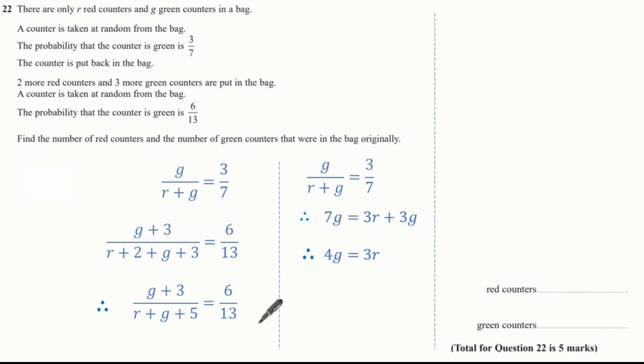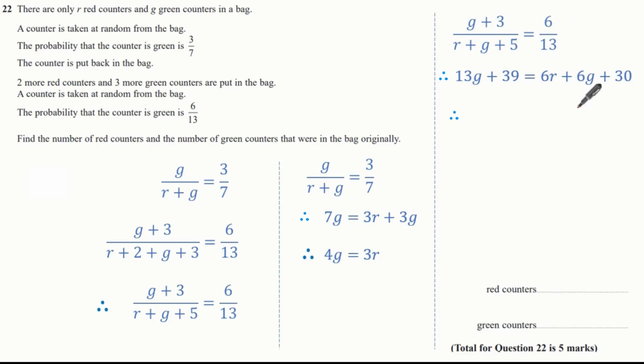Now let's have a look at our second equation we formed. We know G add 3 over R plus G plus 5 is equal to 6 over 13. So let's cross multiply again. Well, 13 times our G is 13G, 13 times our 3 is our 39. R times 6 is 6R, G times 6 is 6G, and 5 times 6 is our 30. Now I'm going to collect all my like terms, so I have 7G add 39 equals 6R add 30. Subtracting 30 from both sides gives me 7G add 9 equals 6R.